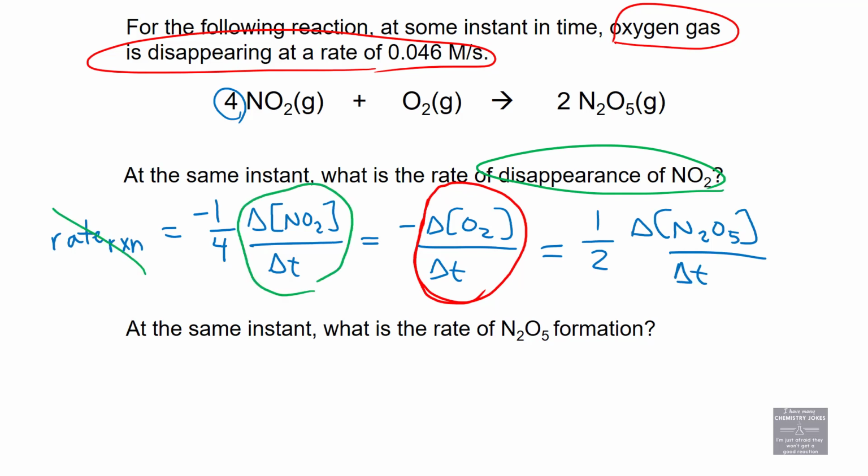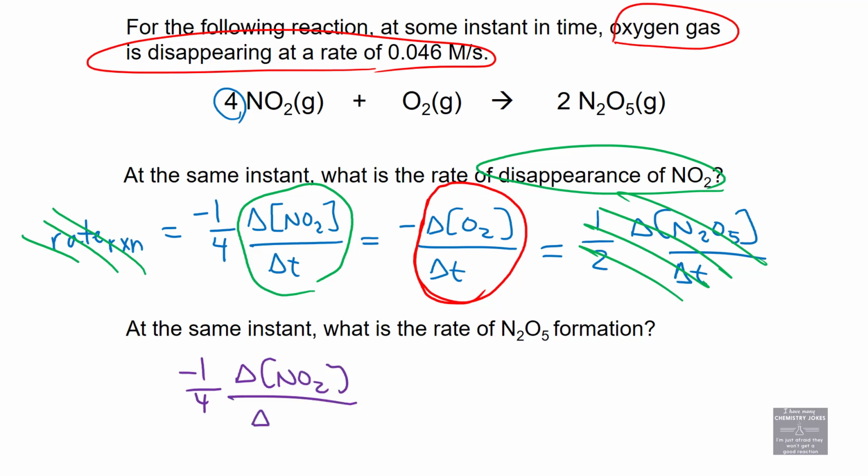So right now, I don't care about the rate of the reaction. I don't care about the rate of appearance of product. I care about the green circled variable as it relates to the red circled variable. So I'm going to fill it in down below, even though I'm not answering the question that's actually written down below thus far. Negative 1/4 is equal to delta NO2 over delta T. I'm just running out of space above.